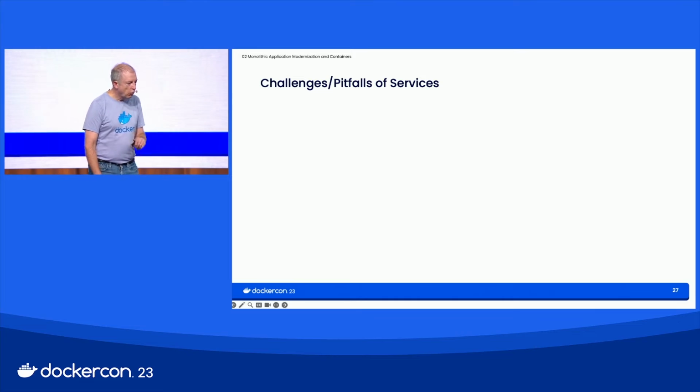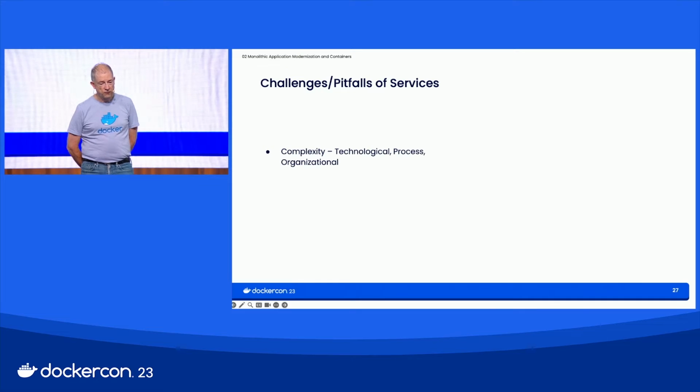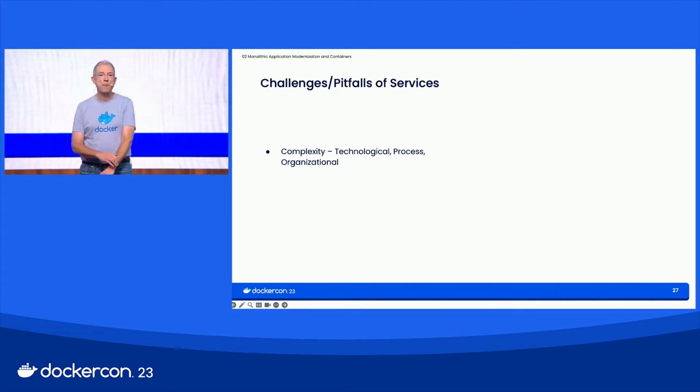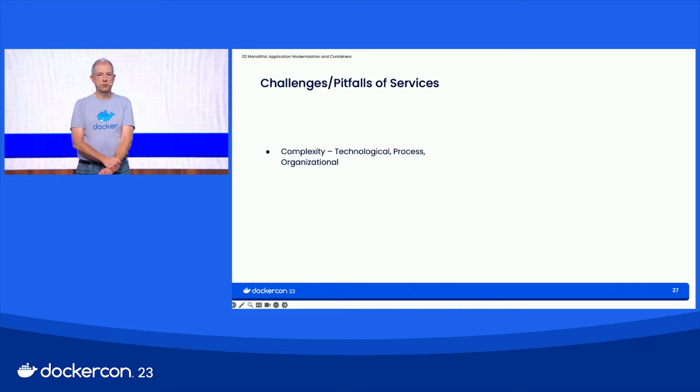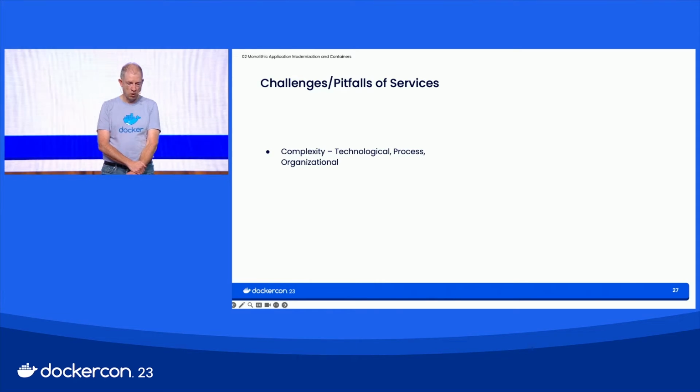Okay, so challenges and pitfalls. So I've said services are great and wonderful and that everybody should use them everywhere, but are there challenges? The answer is yes. The first one is a killer. This is an absolute killer. If you do not plan for this, you will suffer. Complexity. There is technology complexity, there is process complexity, there is organizational complexity that you have to plan for and understand when you're moving to a services architecture.